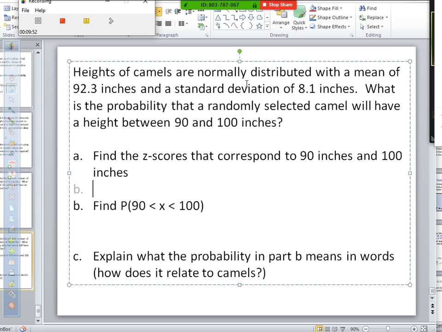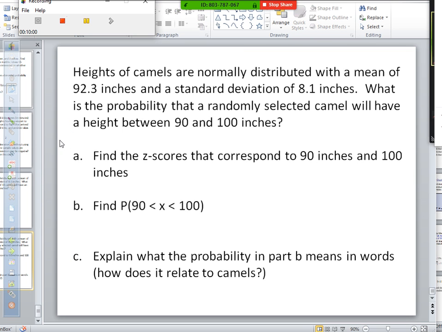Now, if you didn't see the word normal and you had a sample, then you got to check and see if you have the word mean. If you have the word mean, then it's central limit theorem. If it's not, then it's binomial. Those are kind of the ways of sorting that out.